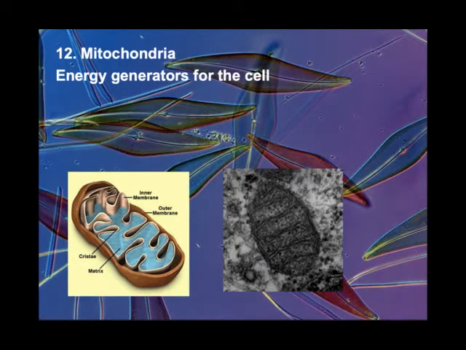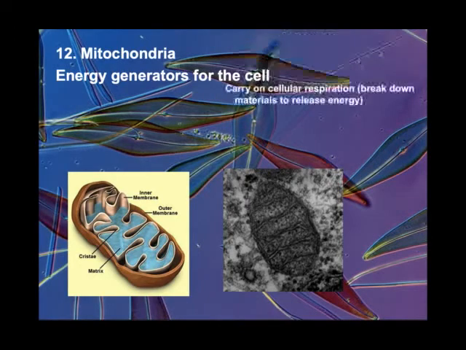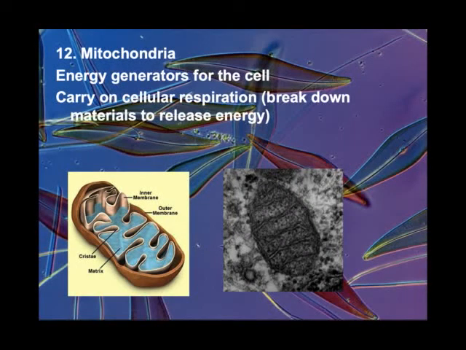What the mitochondria does primarily is it takes in sugars, breaks them down, releases the energy from those very large molecules a little piece at a time, and converts it into an energy currency that all cells can use, namely ATP. So they carry on something called cellular respiration. That's the process I just told you about. It breaks down materials to release energy.